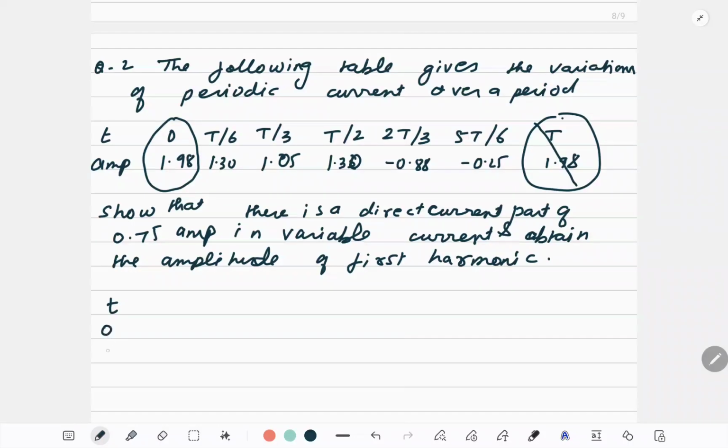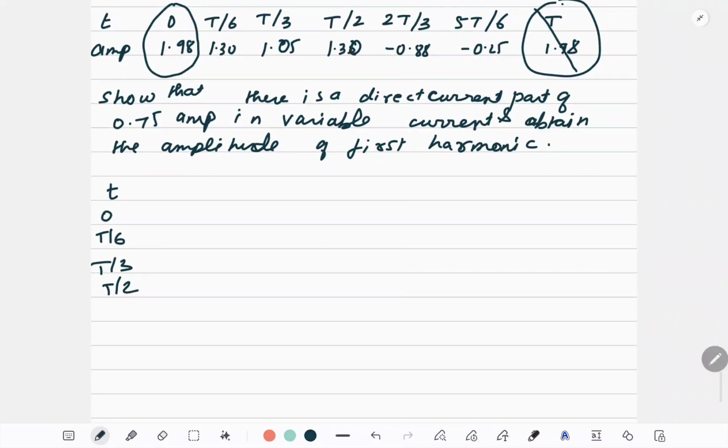Now t is 0, T by 6, T by 3, T by 2, 2T by 3 and 5T by 6. But I don't know this language. I know in terms of theta only, so I'll start with theta. How many terms? 1, 2, 3, 4, 5, 6. 360 upon 6 is what? 60. So 0, then 60, 120, 180, then 240, and the last is 300. Correct? Now it is in degrees.